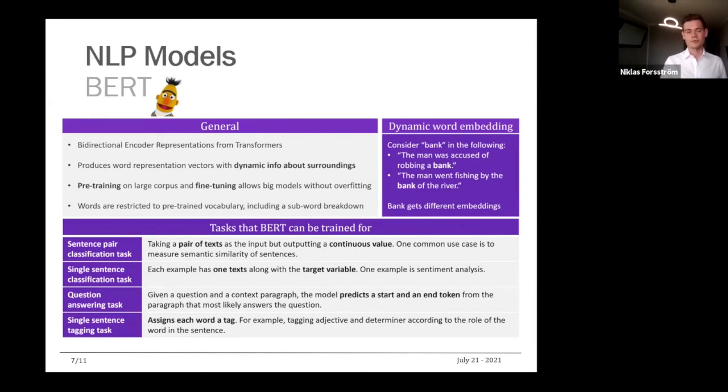BERT can be trained for a number of tasks. And for this talk, the two of interest are sentence pair classification tasks. In those tasks, you give BERT two sentences, and then you expect a continuous output value. One use case where this can be applied is to look at similarity between two sentences, which is going to be applied for this fund classification. The second one that is of interest to us is the single sentence classification task. And the difference there is that you only give it one text as an input variable. And based on that text, it would then give a target variable as output. So for example, we give it a fund description and it gives us out if it's restricted or not.